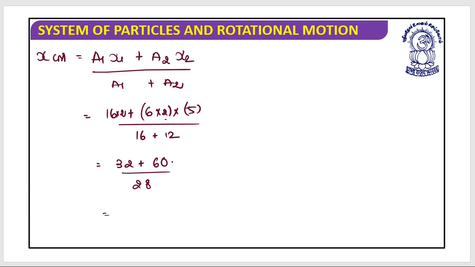So this could be written as 60 plus 32, which is equal to 92 by 28, and you can do the rest of the calculation. I hope this is clear.